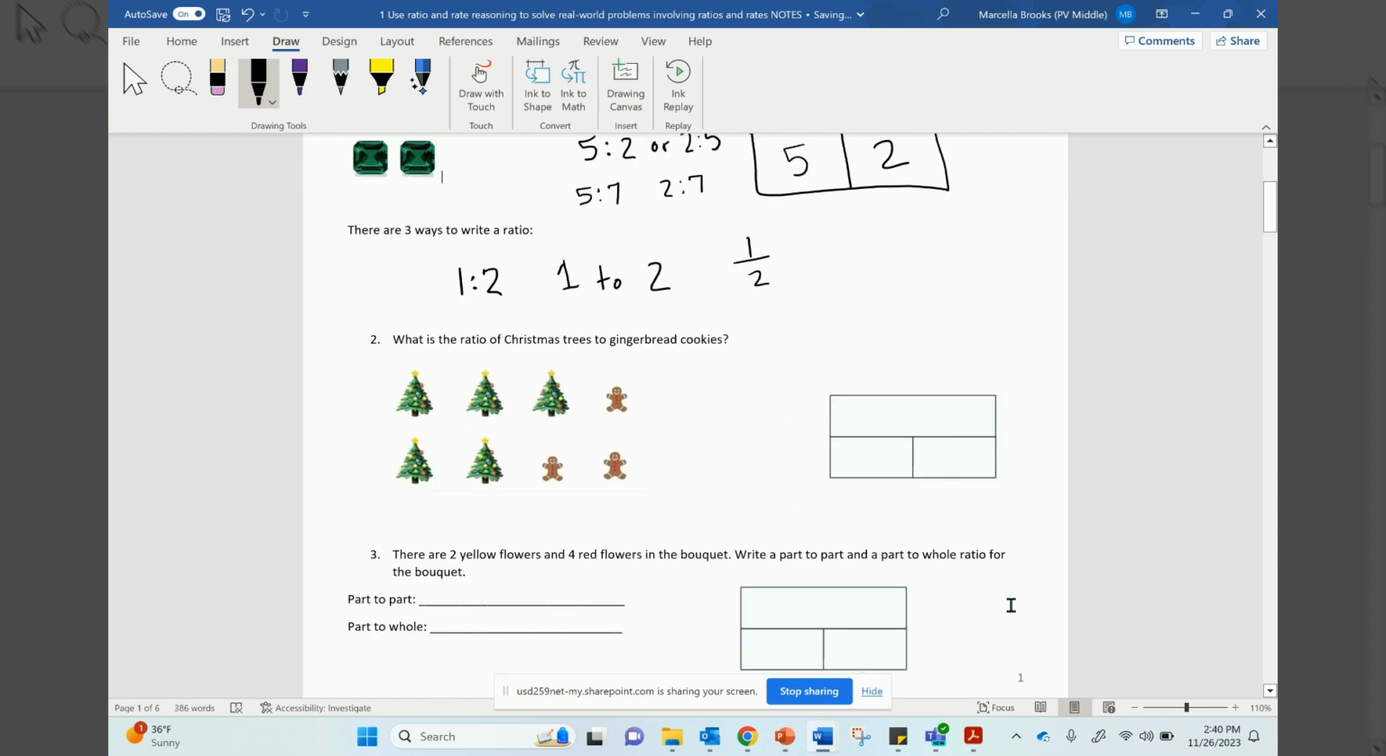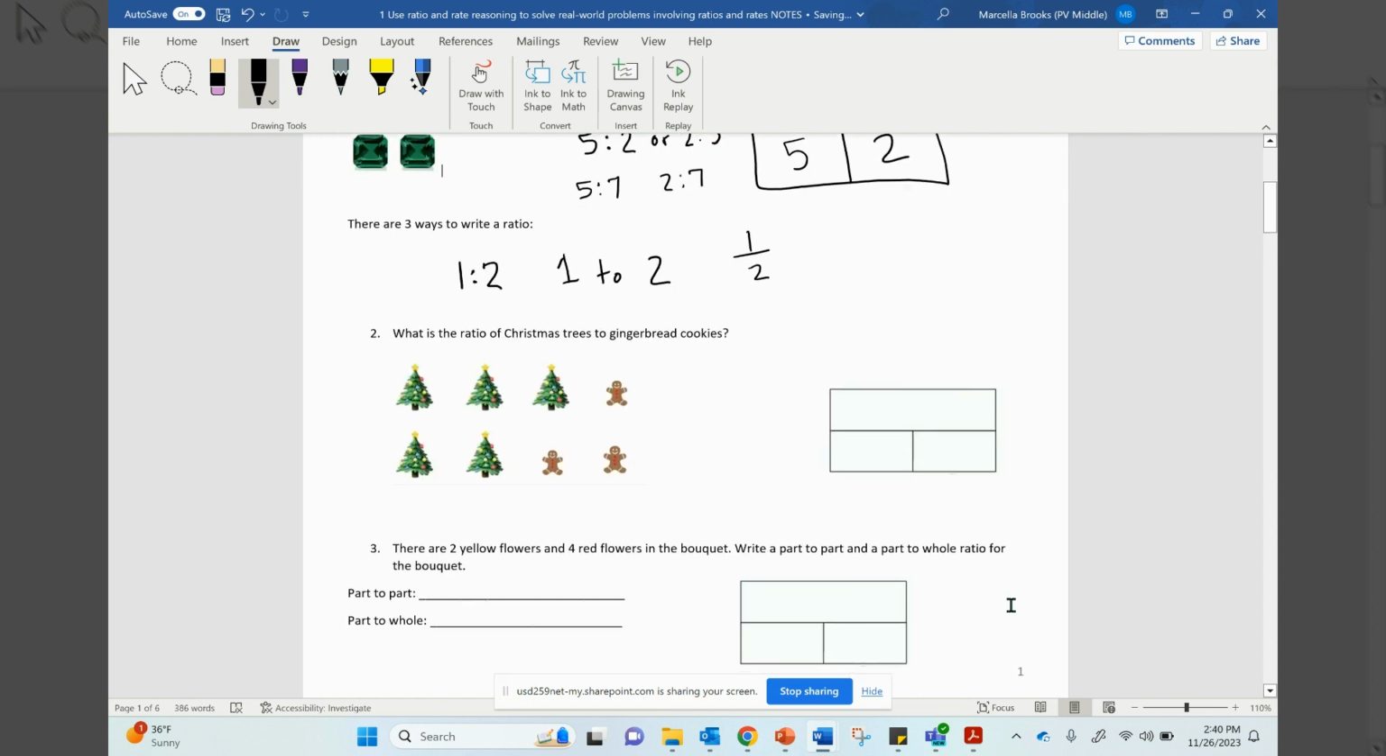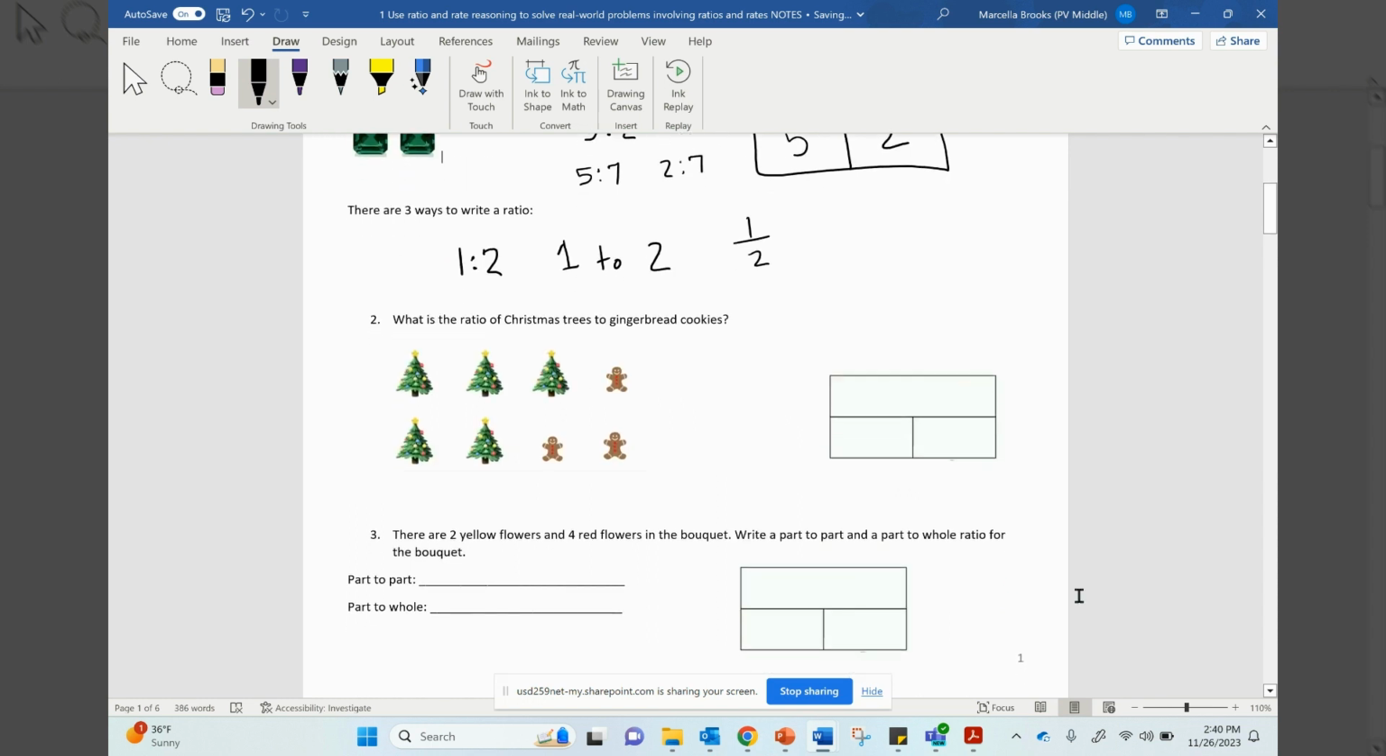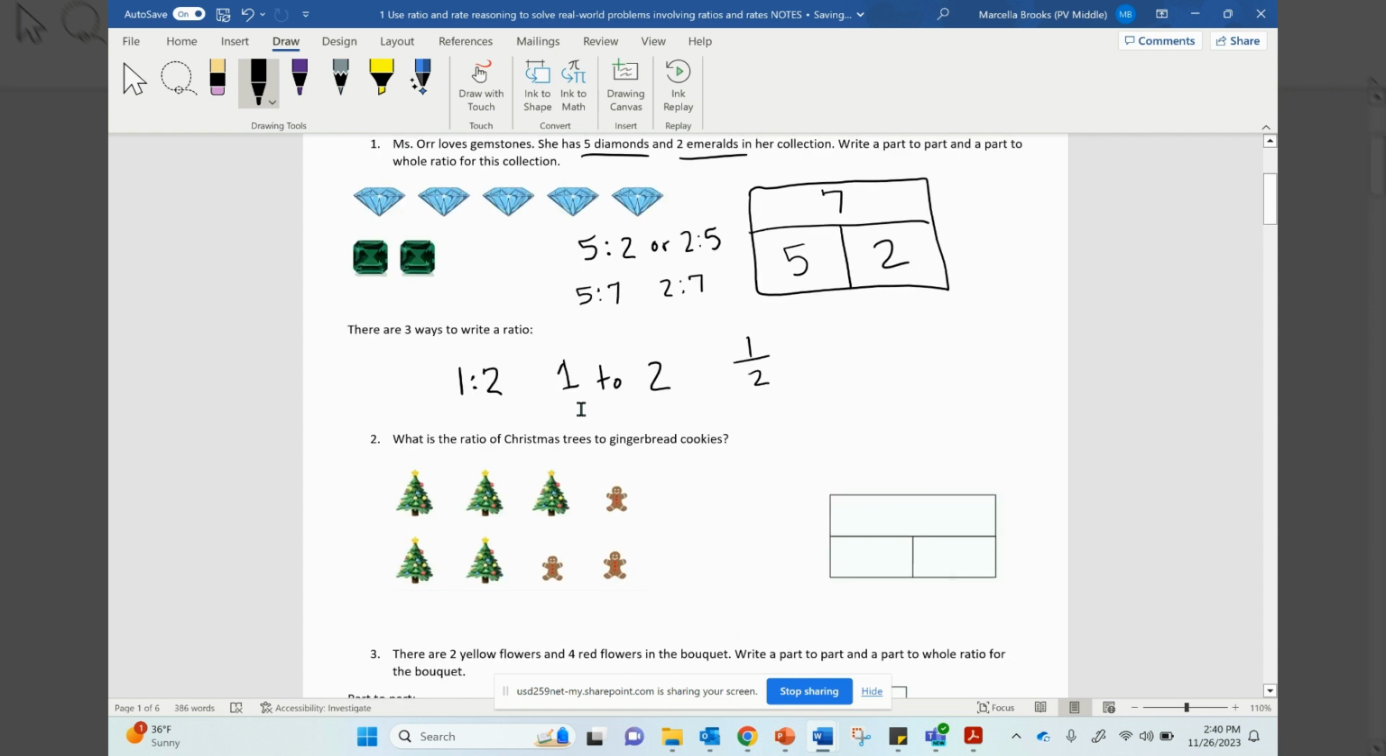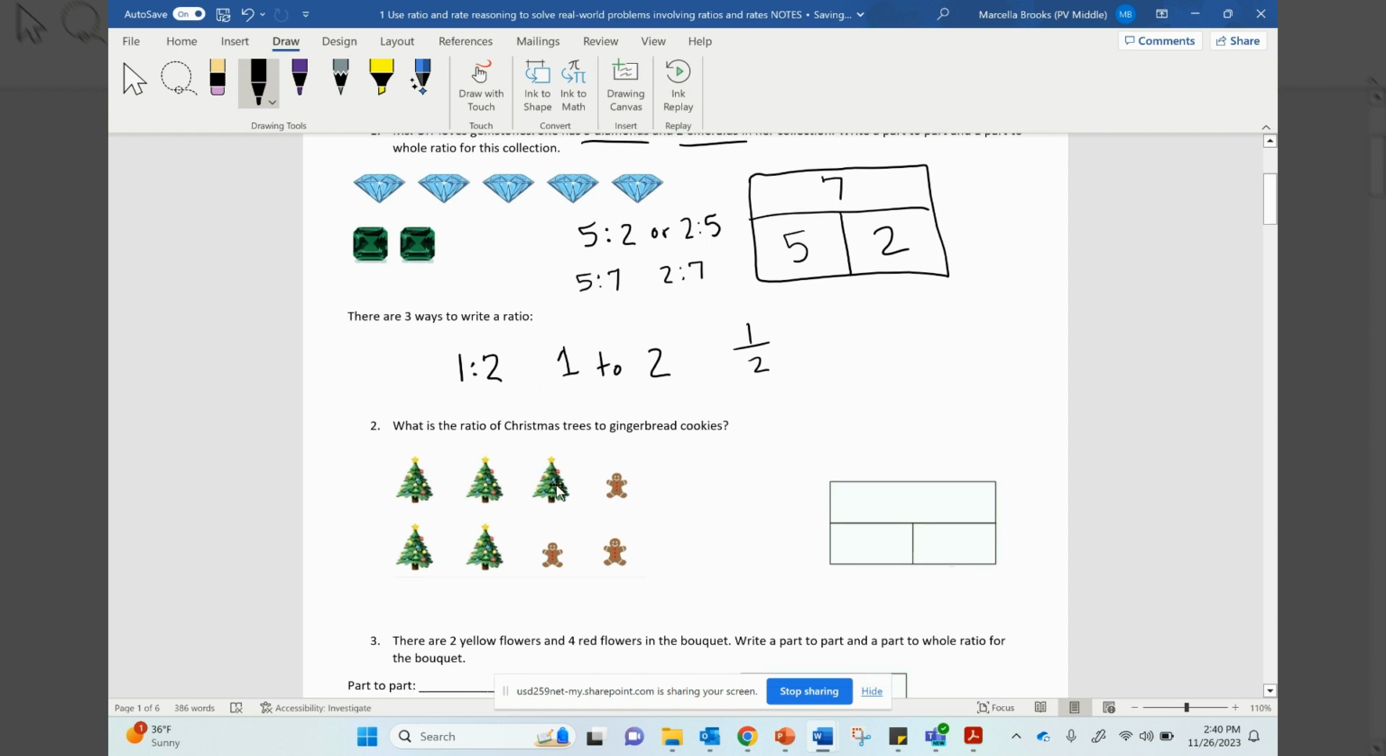All right, number 2. What's the ratio of Christmas trees to gingerbread cookies? So how many total items do we see? Let's do our whole first. So our whole is 1, 2, 3 trees, 5 trees, and 3 gingerbreads. So that's going to be 8 as our whole. It's 8 Christmas items. 3 of them are gingerbreads, and 5 of them are Christmas trees.